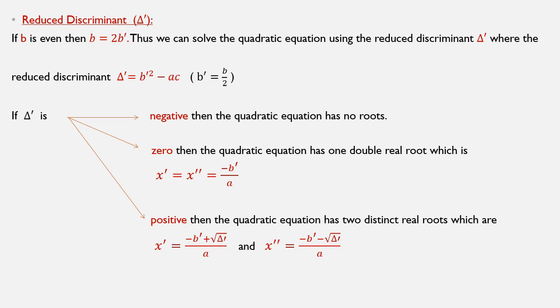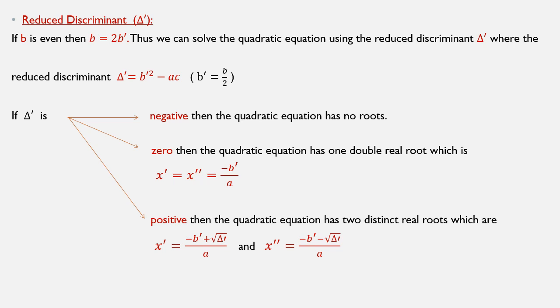All of you know that an even number can be written as a multiple of 2. So if b is even, then b is equal to 2b prime, where b prime is an integer. Then we can solve the quadratic equation using delta prime, such that delta prime is equal to b prime square minus ac. The difference between delta prime and delta: here we have b prime square, not b square, and we don't have minus 4ac, here only minus ac. So delta prime equals b prime square minus ac. Of course, since b is equal to 2b prime, then b prime is equal to b over 2.